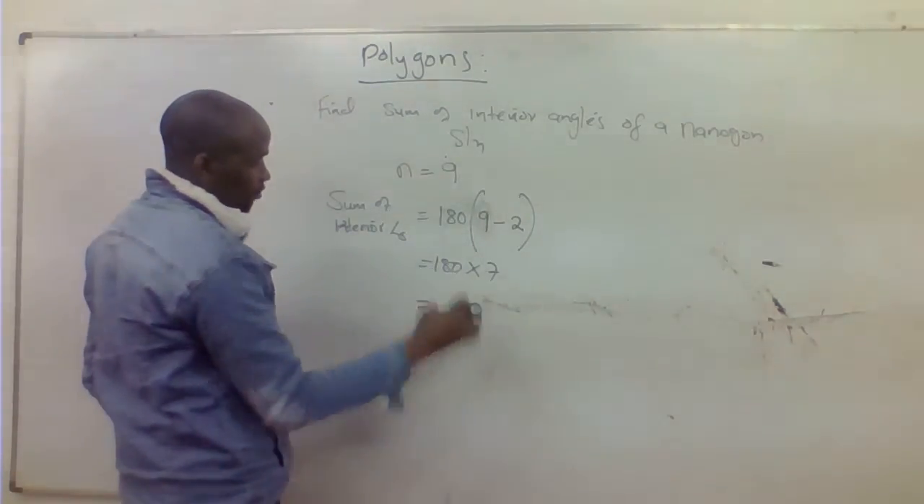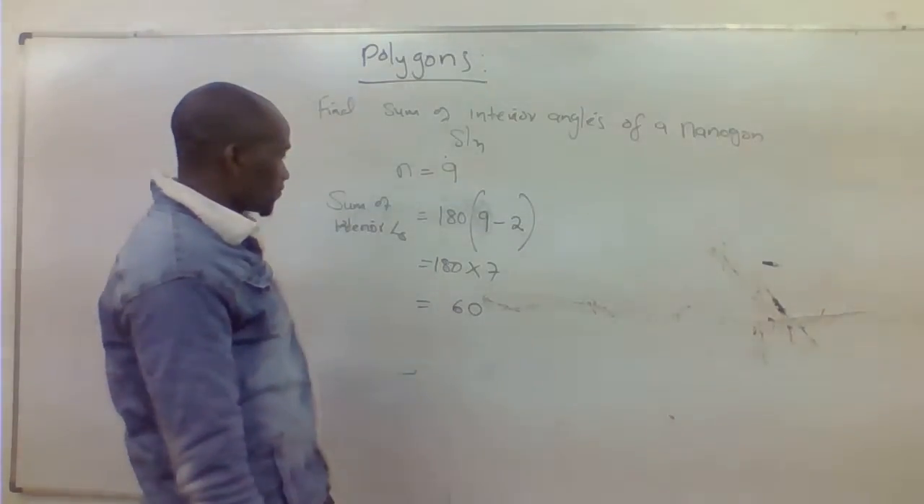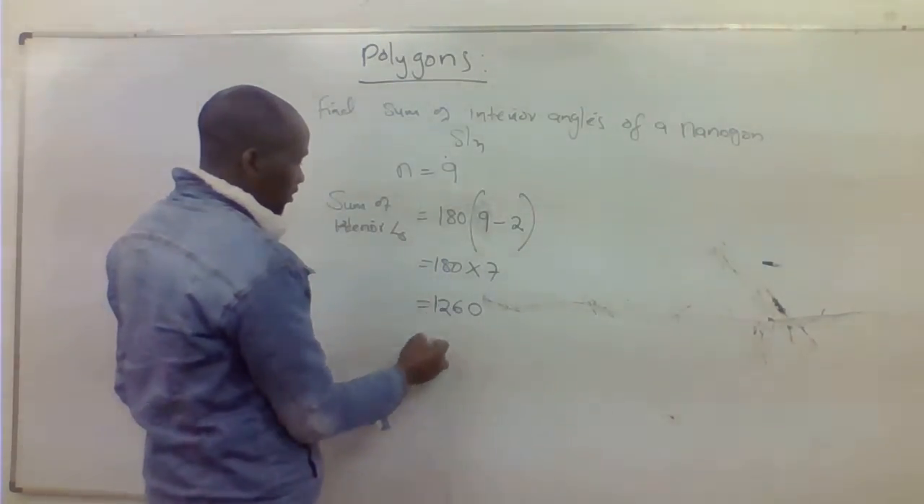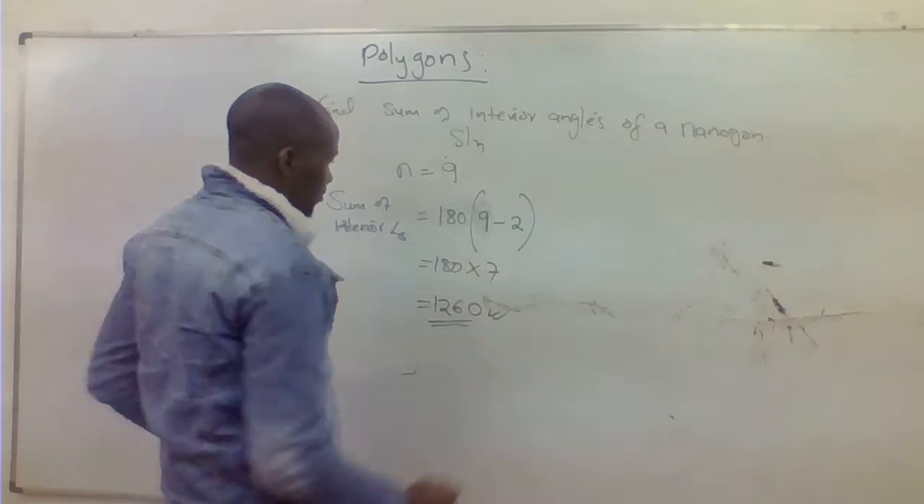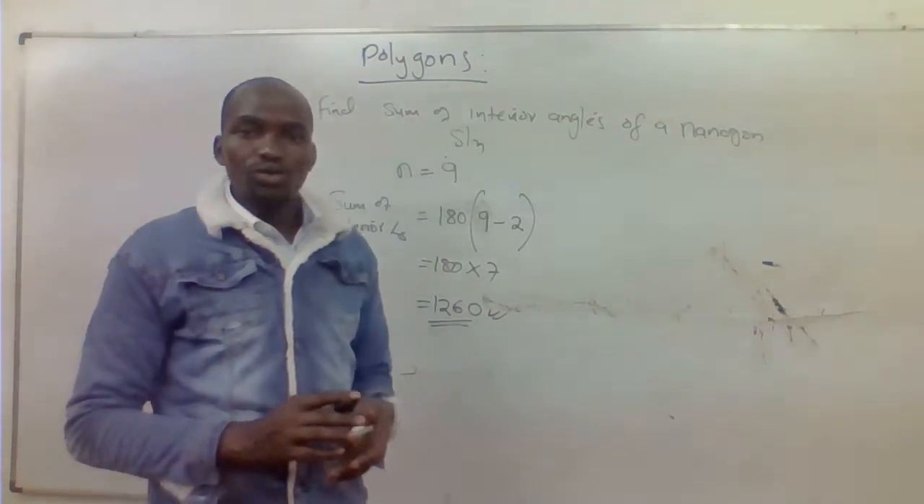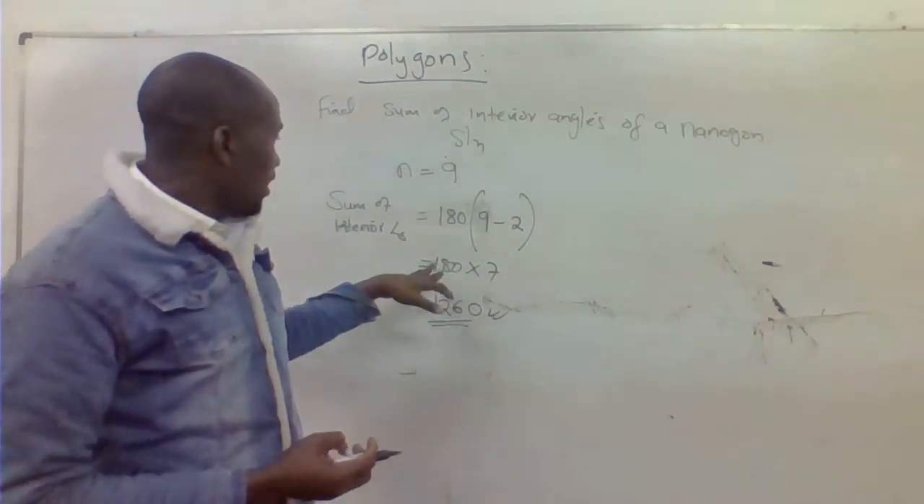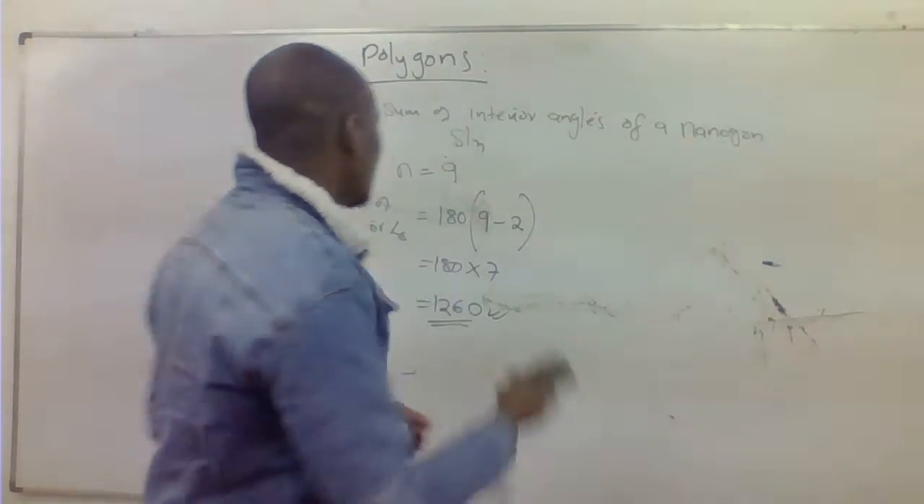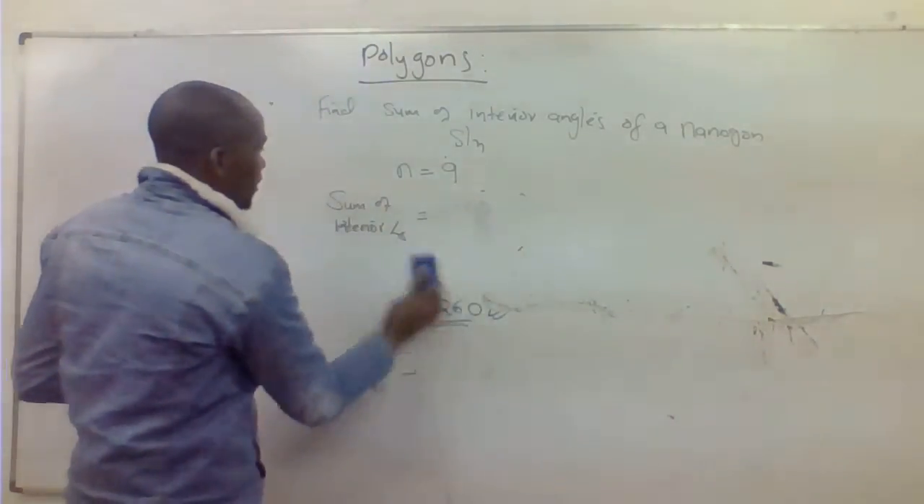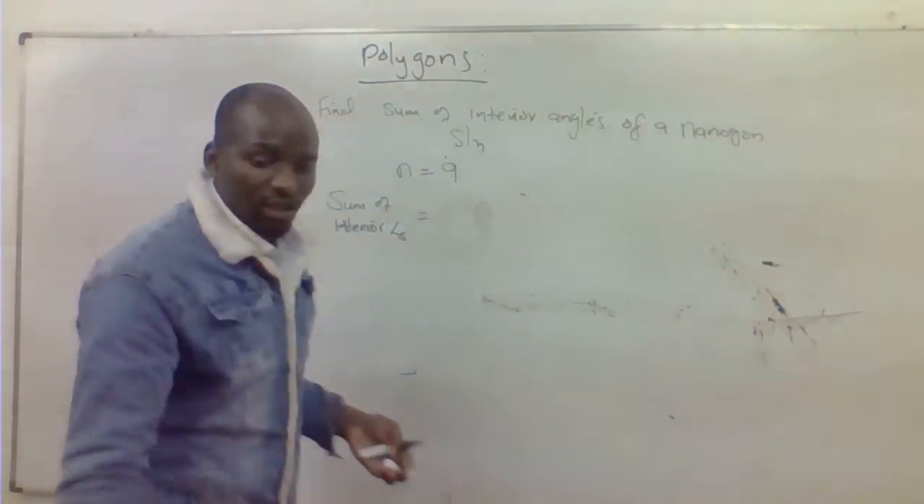Then 7 times 1 plus 5, that is 12, what? 60. Is that right? Something like that. That's what we need to do. We just need to multiply. You can also use this instead of using that formula.